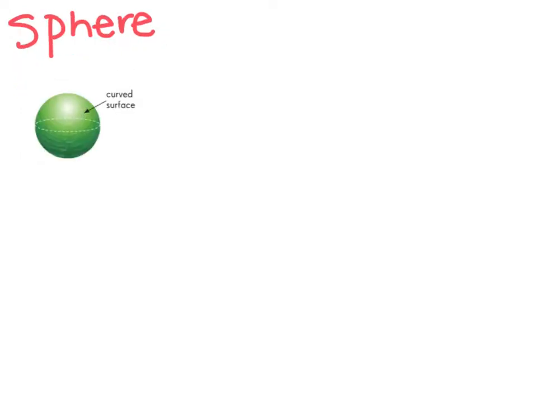A sphere has a smooth, curved surface. It has no edges and no vertices. It's the same distance across at any line that goes through its center. It has no flat surfaces at all, and thus there is no net of a sphere.